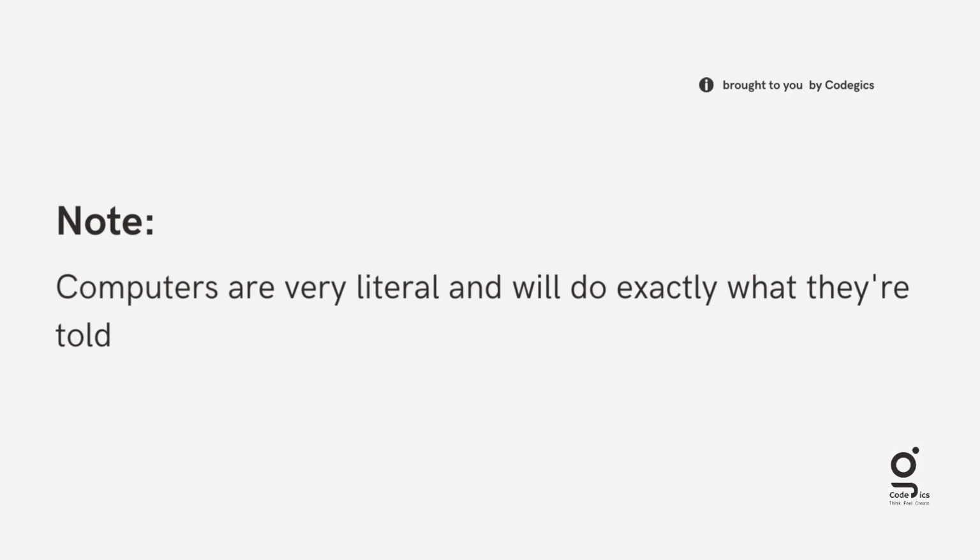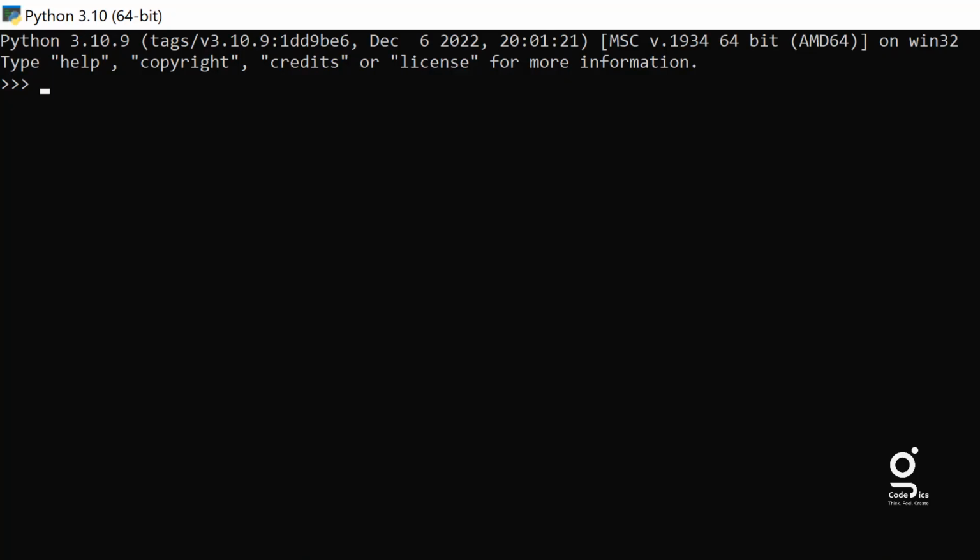It's important to know that computers are very literal and will do exactly what they are told. This means that when you're writing a program, you need to be very clear about what you want the computer to do. One small mistake in your instructions can cause the program to fail. Here is a sample code in Python that illustrates the importance of being clear and precise in programming.